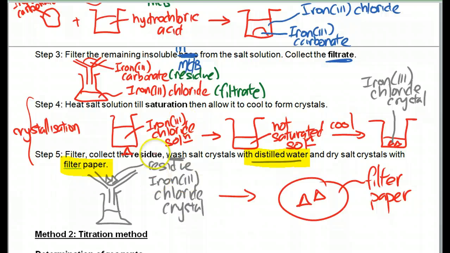This is the end for the acid with excess insoluble base method. We will next move on to the titration method.